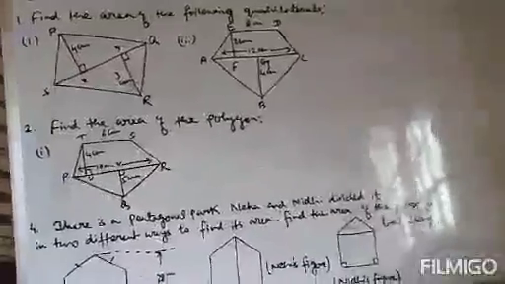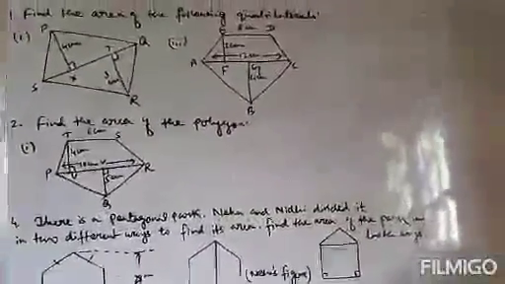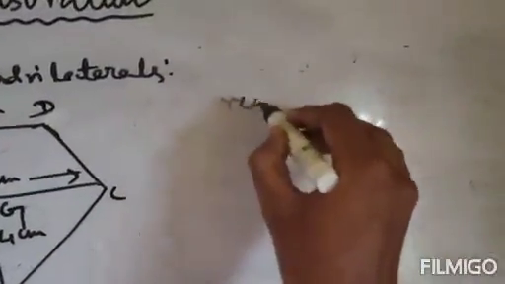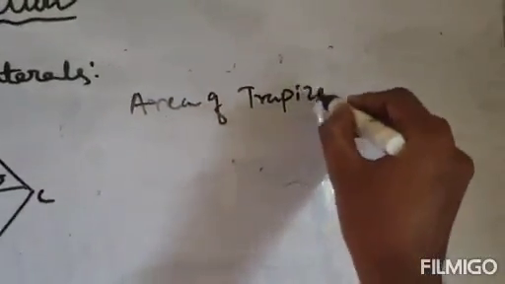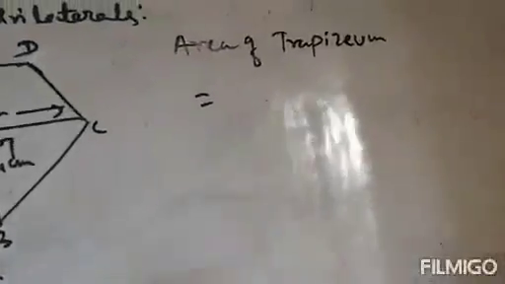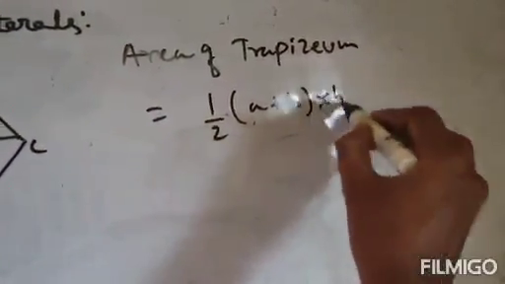So at first we should know the three areas: area of triangle, area of trapezium, and area of quadrilateral. First, area of trapezium. What was the area of trapezium? It was discussed already in lecture 1. Area of trapezium is 1 by 2 into the sum of parallel sides into height. That was the area of trapezium.